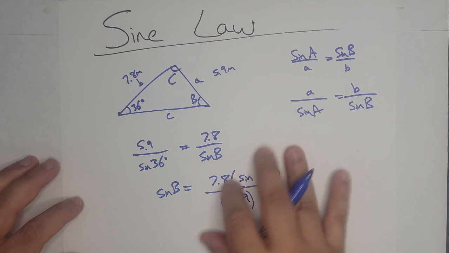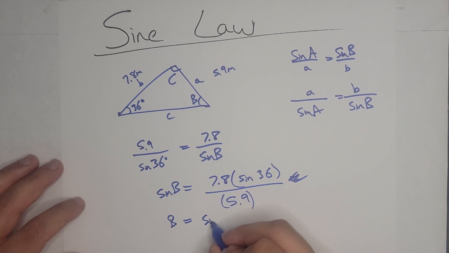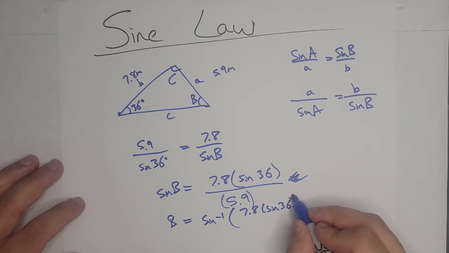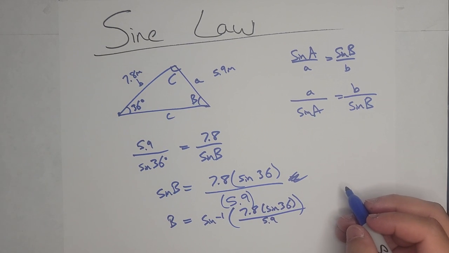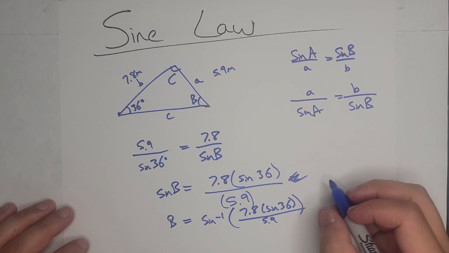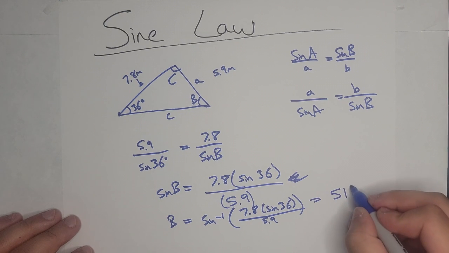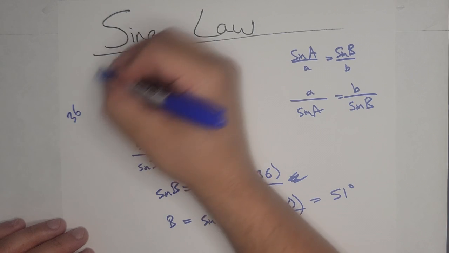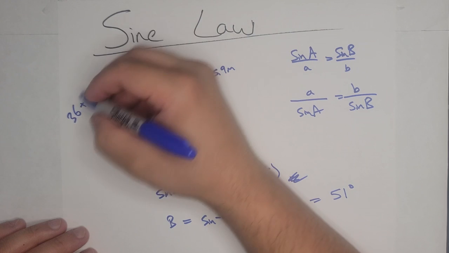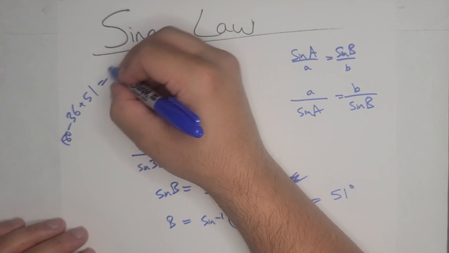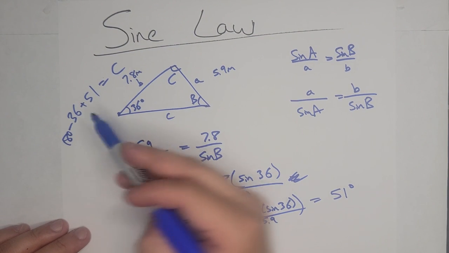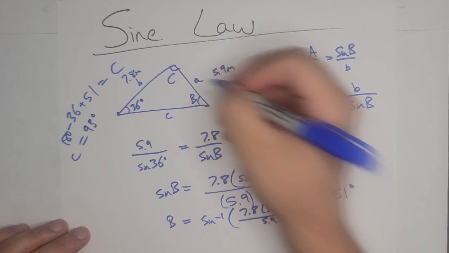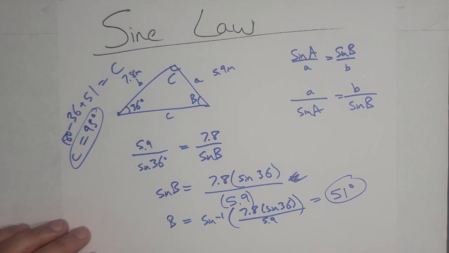So my B is equal to the inverse sine of 7.8 times sine 36 over 5.9. And if I punch that into a calculator, I should get 51 degrees. And now, with my triangle law, I know that 36 plus 51 subtracted from 180 gives 93 degrees for C. And there you have it.